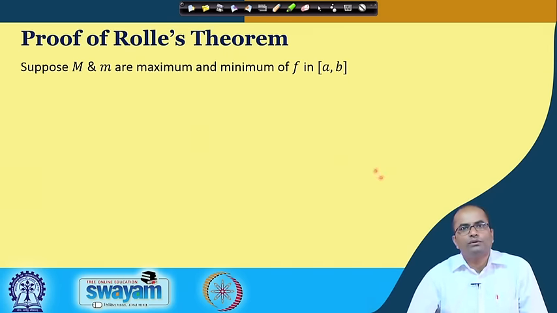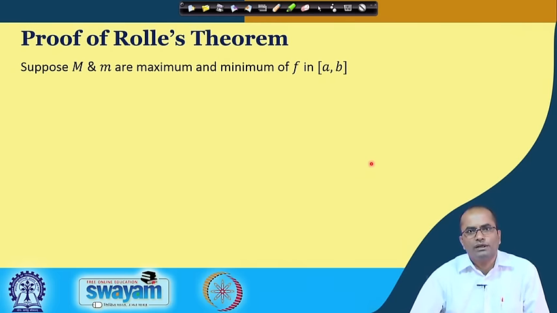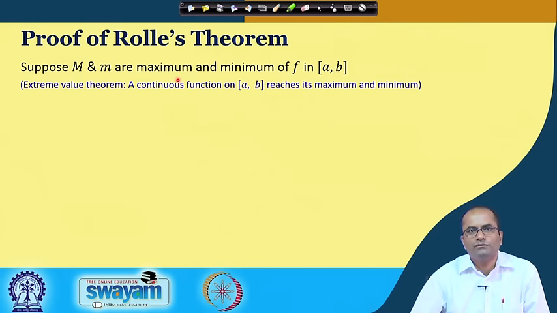Now let us go through the proof, which is pretty simple. Let us go step by step. Here we assume that the function takes the maximum and the minimum value, denoted by big M as maximum and small m as minimum in this interval [a, b], which is guaranteed due to the extreme value theorem, because the function is continuous in the closed interval, and therefore the maximum and minimum will be reached in this interval at some point.